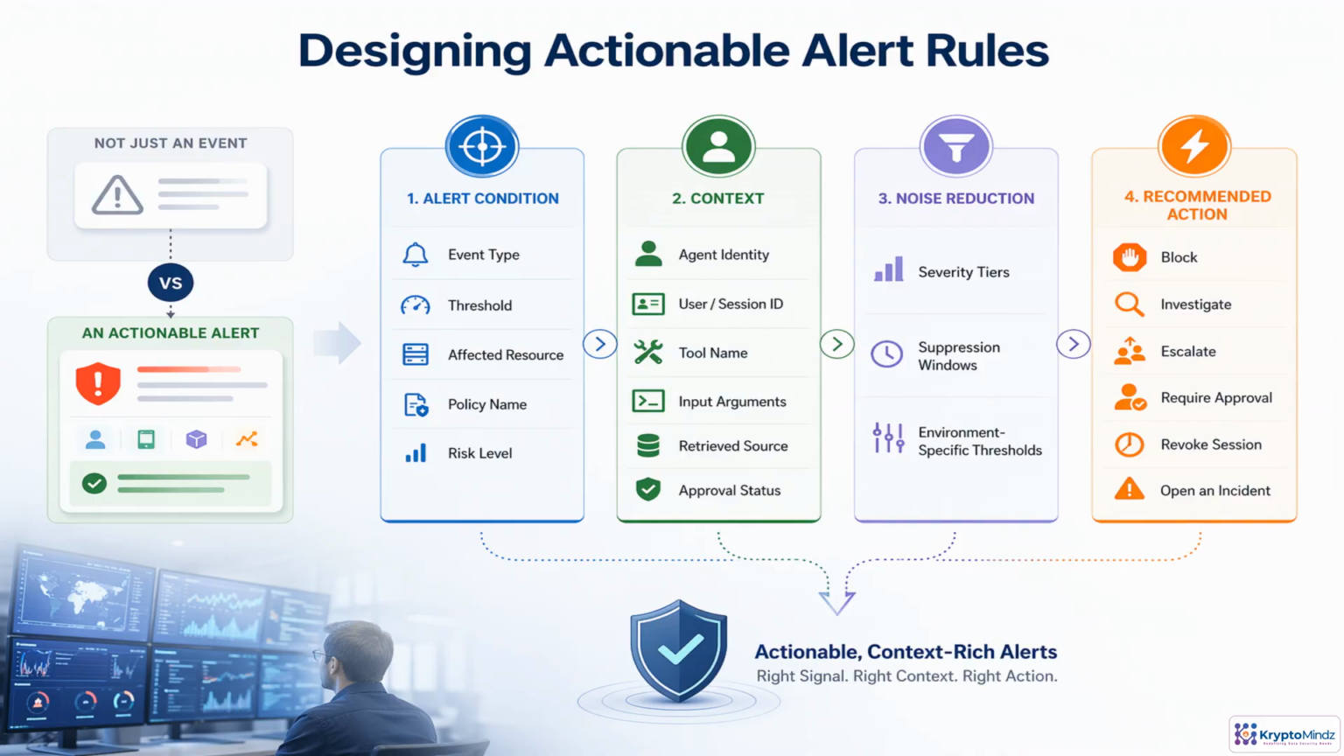A useful alert is more than a notification. It tells the responder what condition fired, why the risk matters, and what to do next. Start with a precise trigger: event type, threshold, affected resource, policy, and risk level. Then attach investigation context, such as the agent, session, tool, arguments, source, and approval status. To reduce fatigue, tune severity, suppress repeats, and adjust thresholds by environment. Finally, every alert should recommend an action: block, investigate, escalate, require approval, revoke access, or open an incident.